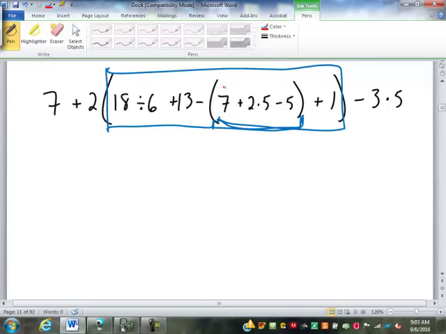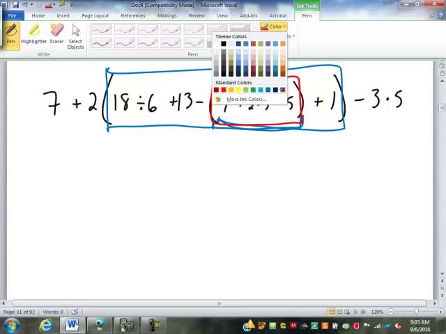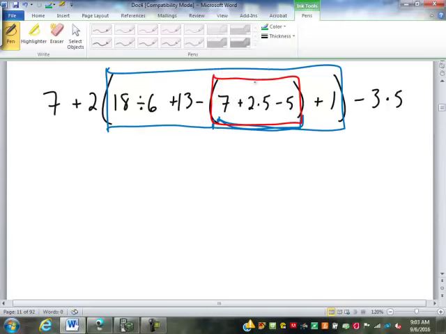As I mentioned in the last problem, we still have to check inside that box: are there any other enclosing symbols? Yes, there's another set of parentheses. So we're going to narrow down to that set of parentheses. Inside the red box, any other enclosing symbols? No. Any exponents? No. Multiplication or division? Yes, multiplication. We're going to do 2 times 5 makes 10.